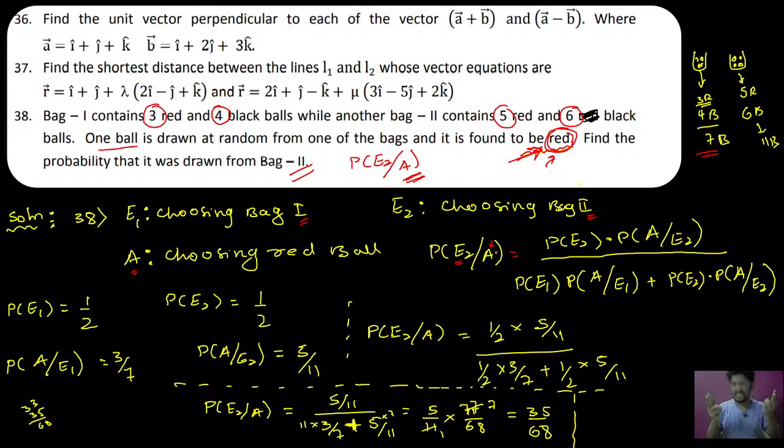Here there are 2 cases. One is it is from bag 1 and the other is it is from bag 2. Total number of cases are 2. What is the favorable case? It is from bag 2. So number of favorable cases divided by total number of cases, that will be your formula. Therefore probability of E2, given A, is 5 by 11 divided by, you just take everything in this formula and simplify, 35 by 68 will be your answer.